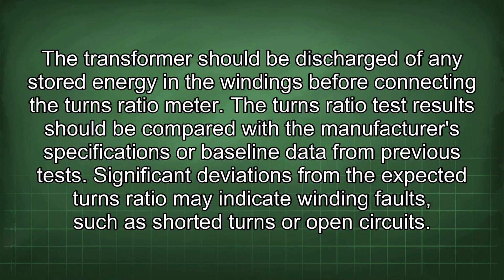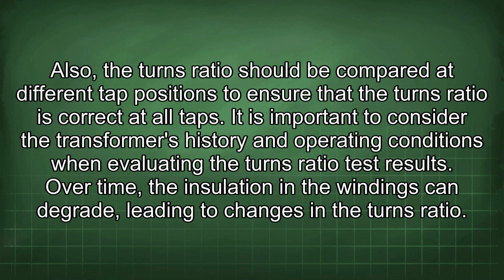The turns ratio test results should be compared with the manufacturer's specifications or baseline data from previous tests. Significant deviations from the expected turns ratio may indicate winding faults, such as shorted turns or open circuits. Also, the turns ratio should be compared at different tap positions to ensure that the turns ratio is correct at all taps. It is important to consider the transformer's history and operating conditions when evaluating the turns ratio test results.